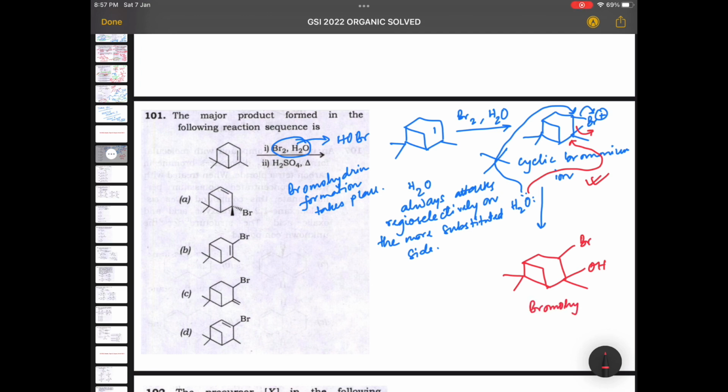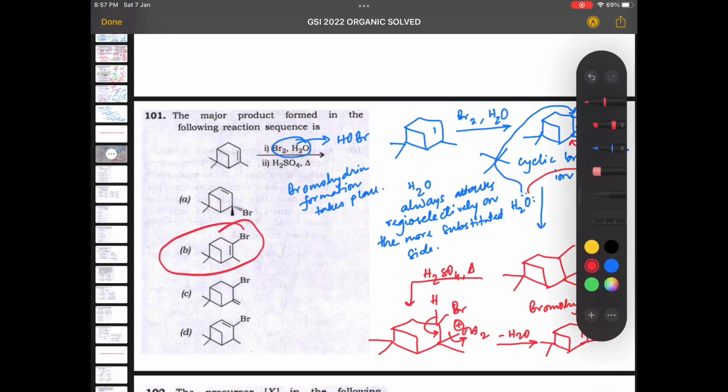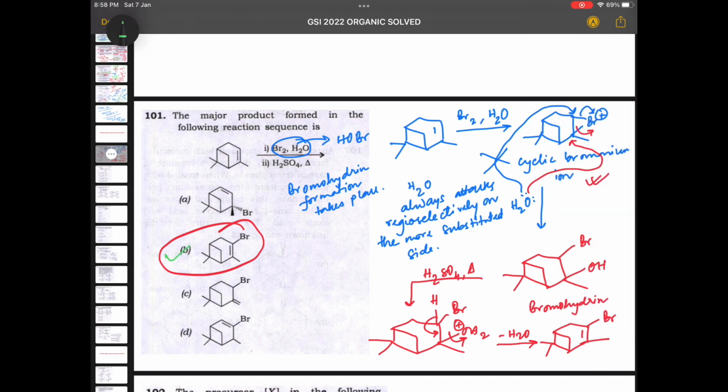After that, in this reaction we have been given H2SO4 and heat. So this protonates the OH, it forms OH2+, and then the proton on the carbon containing Br falls off and the OH2 leaves, and hence we get a C=C double bond there once again, with the bromine now in the product. So this is our answer. So the second option is the answer to the first question of this part.